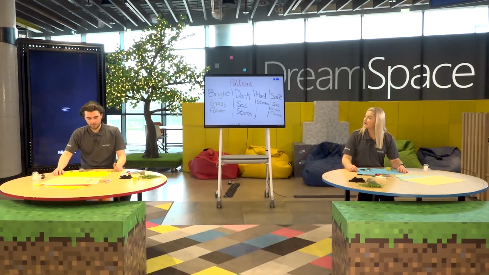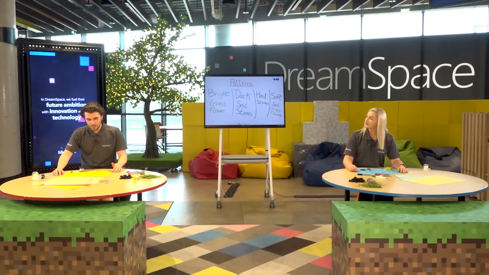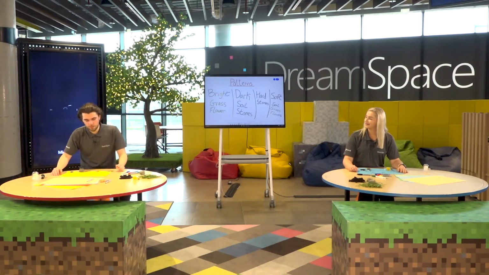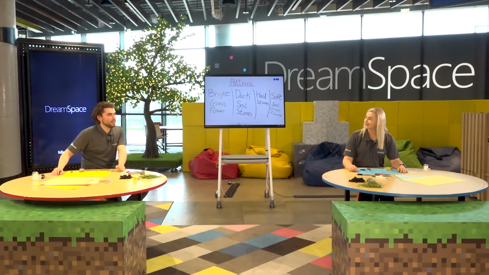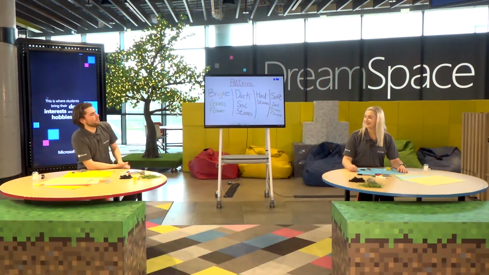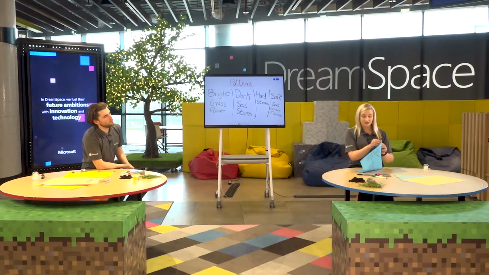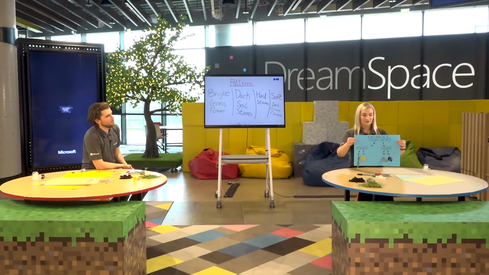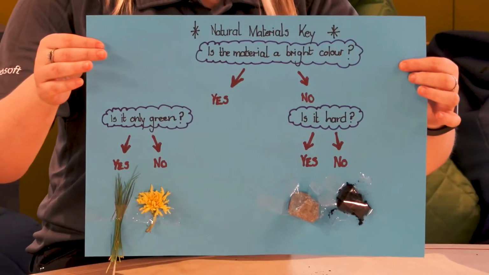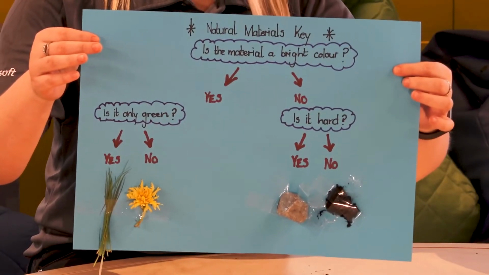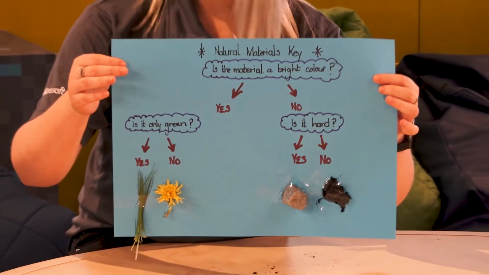Okay, so Michael, are you finished your key over there? Yeah, I think I'm all finished. I spruced it up with a little bit of colour. It's looking good, and it's easy to use, I think. How about you, Niamh? How did you get on? Yeah, I'm finished too. I think I made it quite simple. My three different questions. So is the material a bright colour, yes or no? And then is it hard, and is it only green?